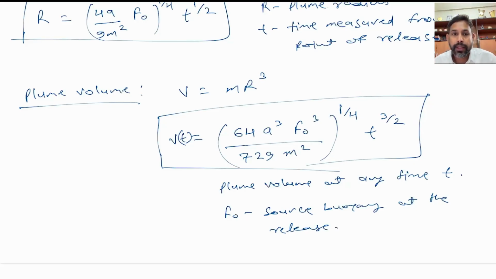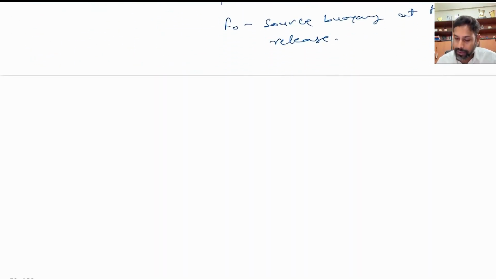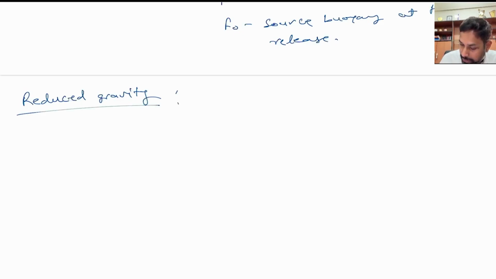All right, so that is the plume volume, and similarly we can find other parameters. One thing we have already seen is the reduced gravity. For reduced gravity, we know that it is related to F naught as q naught g prime naught is equal to V times g prime. Let's call it g prime bar, that is the mean reduced gravity, right?